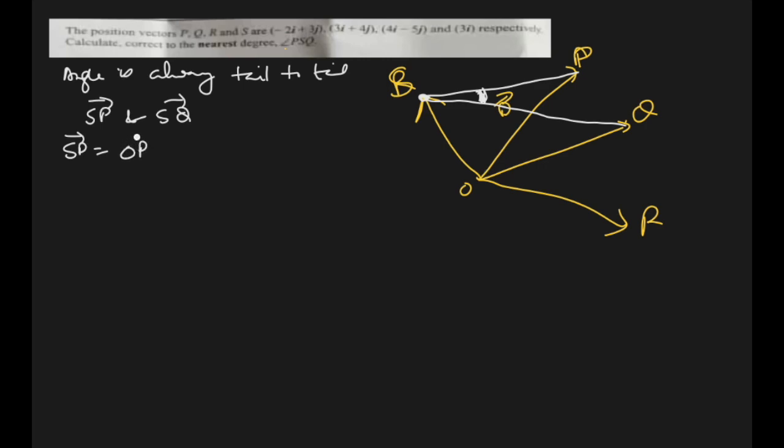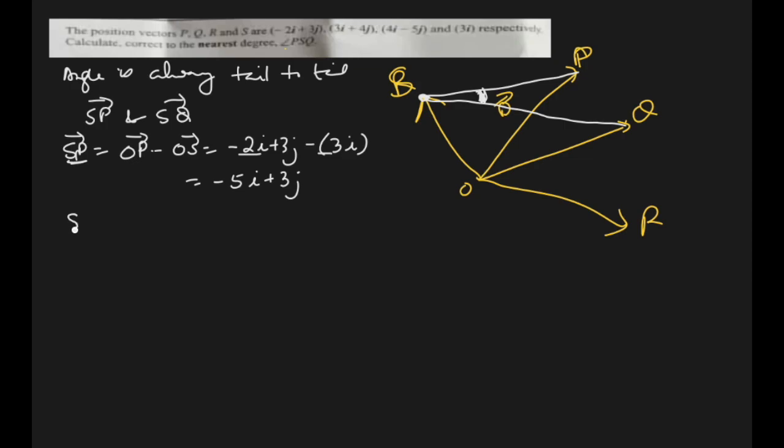SP will be OP because the head is here: the position vector of P minus the position vector of S. And we have the position vector of P, minus 2i plus 3j, minus OS, and S is the last one, 3i. So it will be minus 2i minus 3i, minus 5i plus 3j. This is the vector SP.